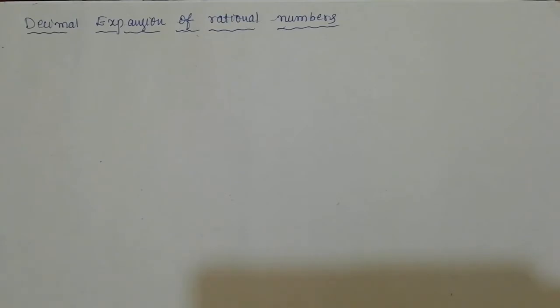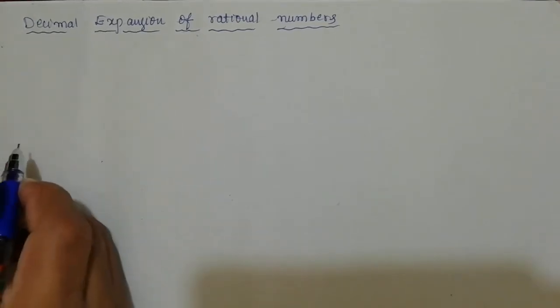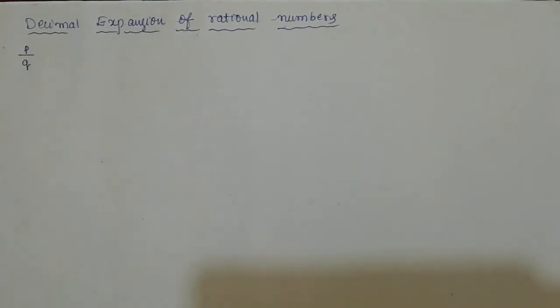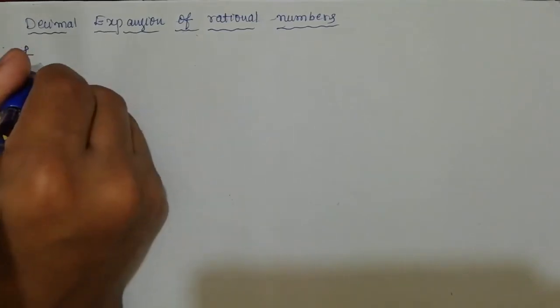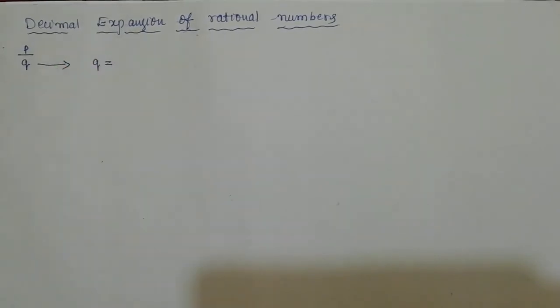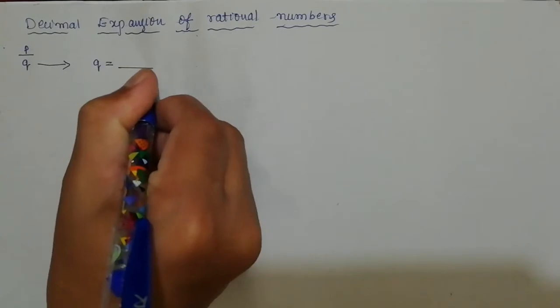Okay, there is a theorem for you. I'm not going to give the statement, just the meaning of the theorem. The theorem says like this: if a number is given in the format of p by q, then immediately you need to write out the prime factorization of the number q. So write out the prime factorization of this number.